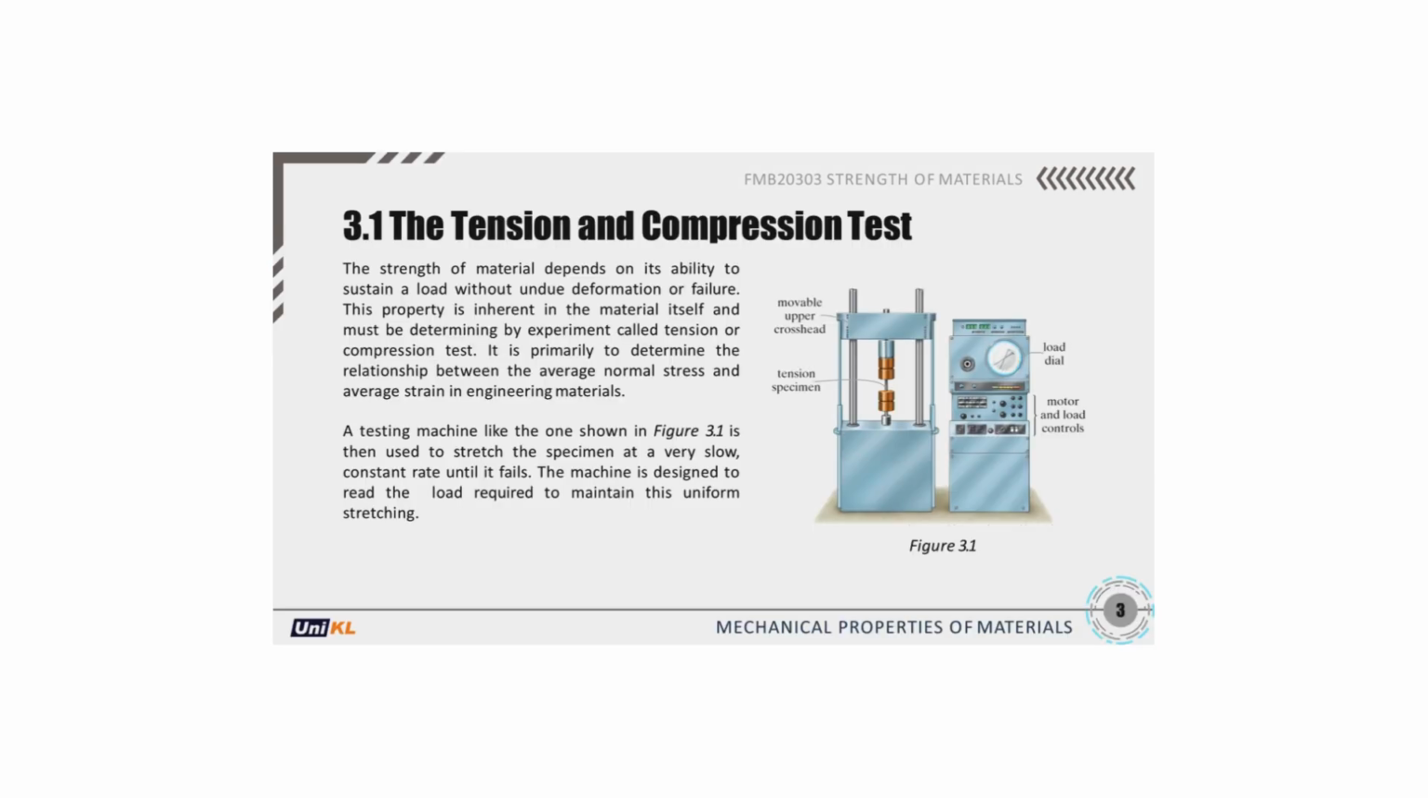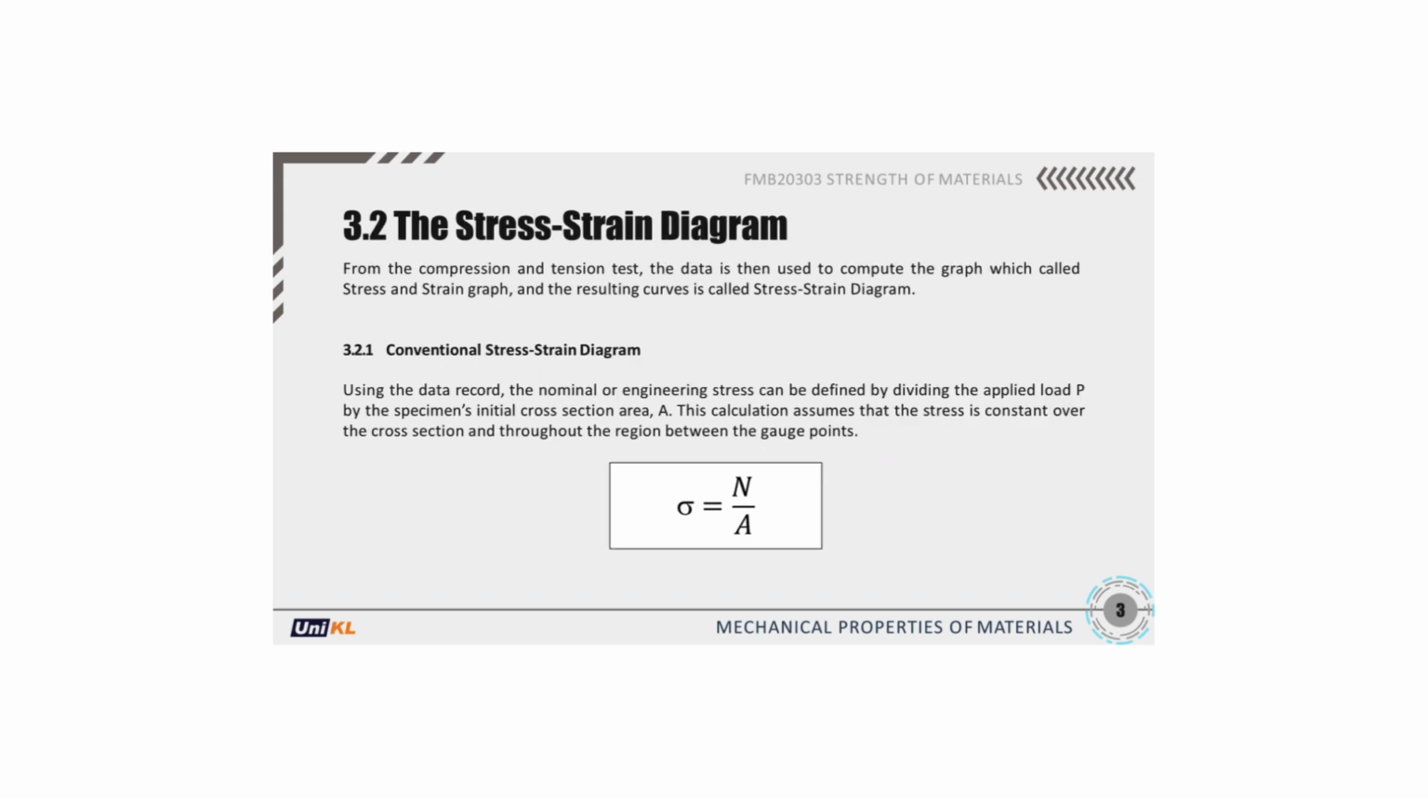The strength of a material is its ability to sustain load without excessive deformation or failure. We determine this experimentally using a tension or compression test to obtain the relationship between average normal stress and average strain. From tension and compression tests, we compute and plot stress, sigma, versus strain, epsilon, to obtain the conventional, engineering, stress-strain diagram. In formal terms, we turn the raw pull-push data into a curve that tells the whole story of the material's behavior.